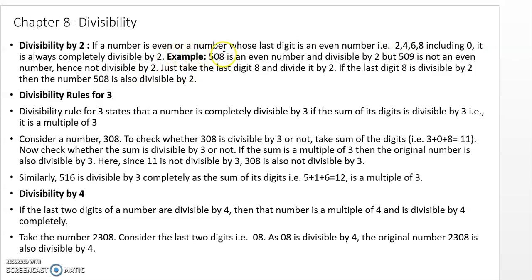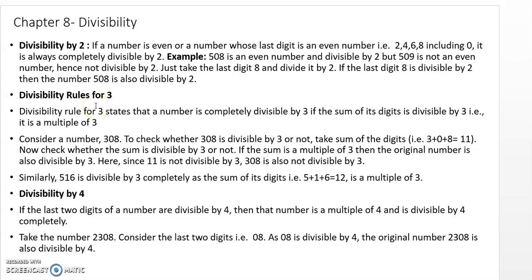Now 508. The last digit is 8. So 8 is an even number. So in the table of 2, is 8 coming? Yes. So that is 2, 4, 8. So that means this number is divisible by 2.